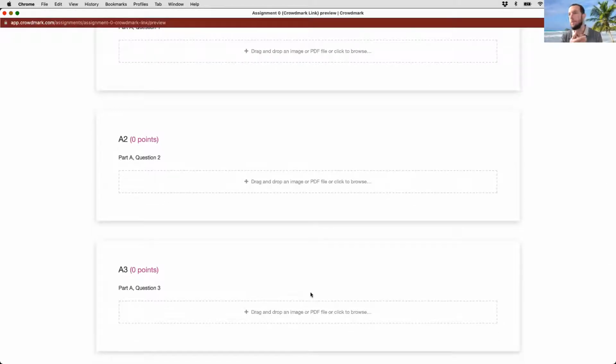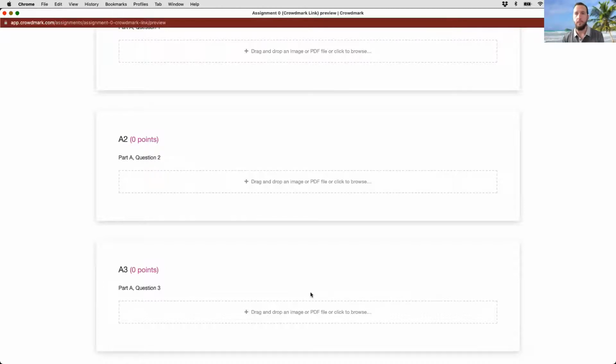Or if you were typing out all of your answers, maybe you use Microsoft Word, for example, or some other kind of word processor, you could also export that to a PDF and then upload that. So there are different options. You don't have to use the exact same option for every single question. You can pick whatever works best for you depending on the kind of question that you're answering. But again, the purpose of this assignment 0 is to just show you some of the ways that you can get a solution into Crowdmark.